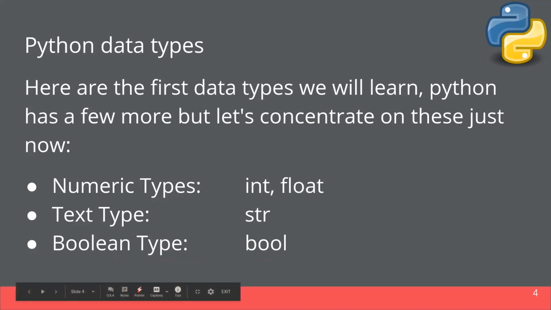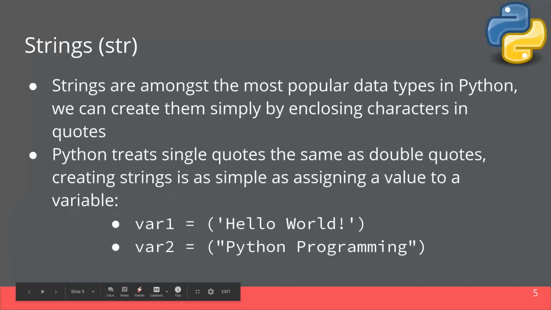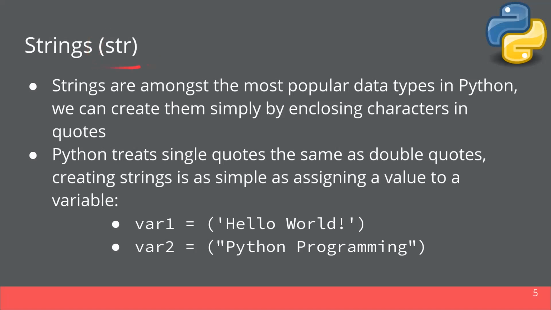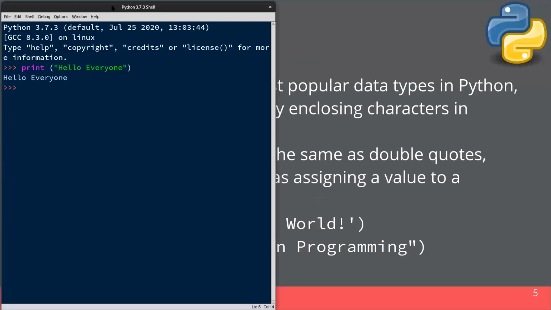So let's have a look at the string type now. The string type is abbreviated str in Python. So str is what Python calls the type. They're amongst the most popular data types in Python, and we can create them by enclosing characters in quotes. Python treats single quotes the same as double quotes, and creating strings is as simple as assigning a value to a variable. So we jump over to our Python interpreter here.